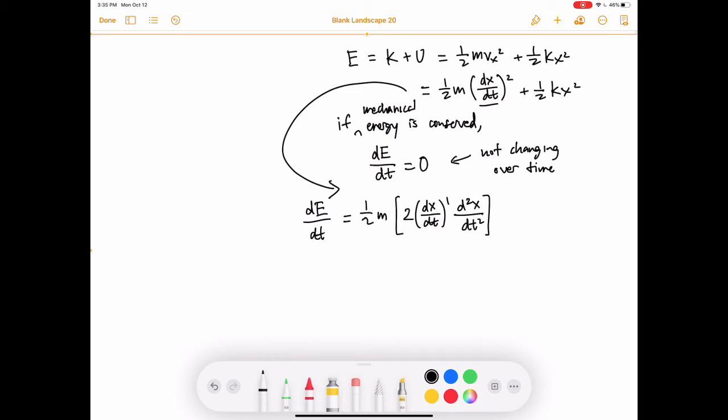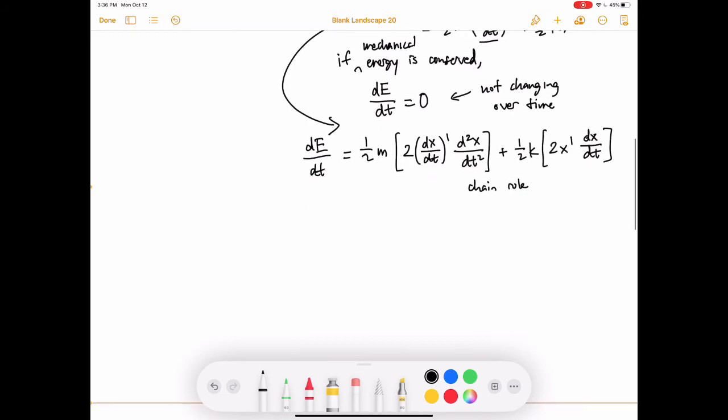Now I'll do it again for the second term. I have 1/2 times k as a constant out front, and then I have x squared. So I would take 2 times x to the first power. But then again, I have to take the derivative of x with respect to time, which is dx/dt. By the way, what I'm doing here is called the chain rule to properly evaluate that derivative.